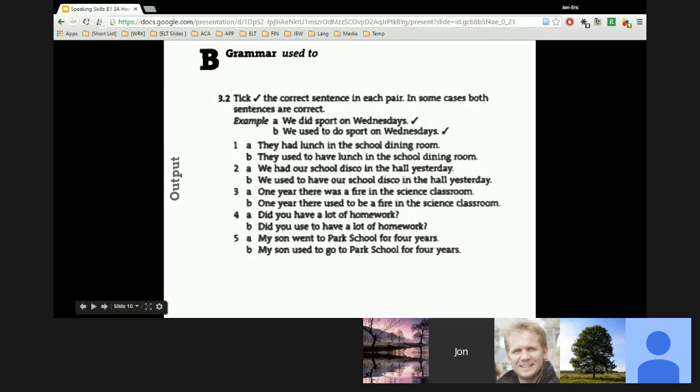Here's one more, just to drive you crazy. Tick the correct sentence in each pair. In some cases, both sentences are correct. Like this. We did sport. In American English, that would be sports. We did sports on Wednesday. It's okay. Because you could say, I used to do sports or I did sports. We used to do sports on Wednesdays. That's okay too. So both of them are correct.